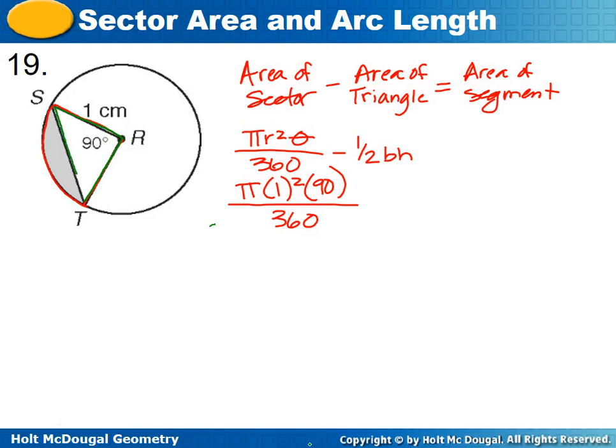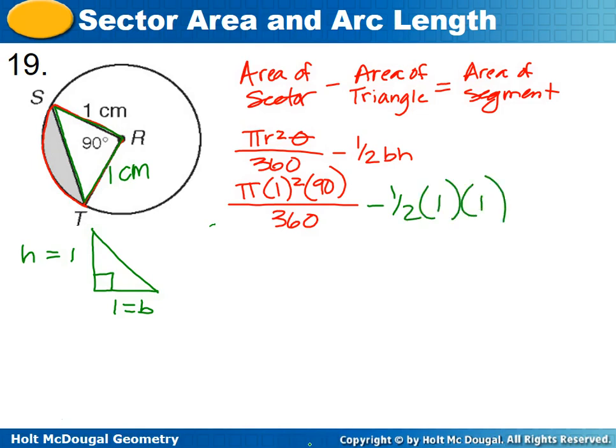So I'm going to go ahead and pull that triangle out right here. And it says it's a 90 degree angle. And if that's 1 centimeter up there, then this has to be 1 centimeter here because all radii in a circle are the same. So that means this would be 1 and this would be 1. So this is my height and this is my base. So what I'm going to do then is subtract from that 1/2 times 1 times 1.